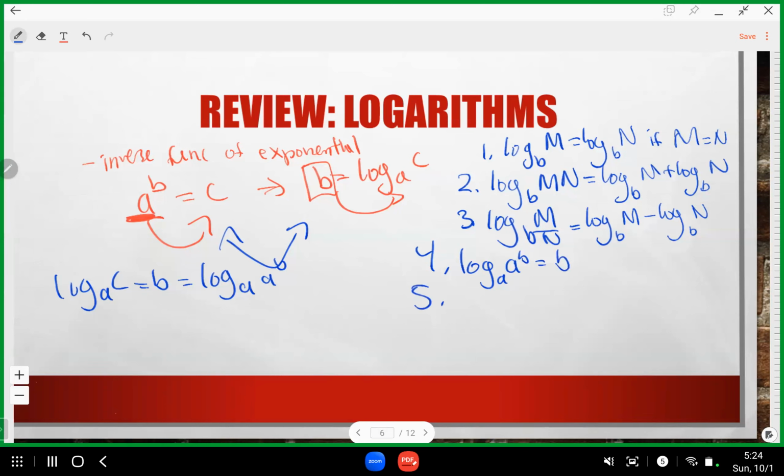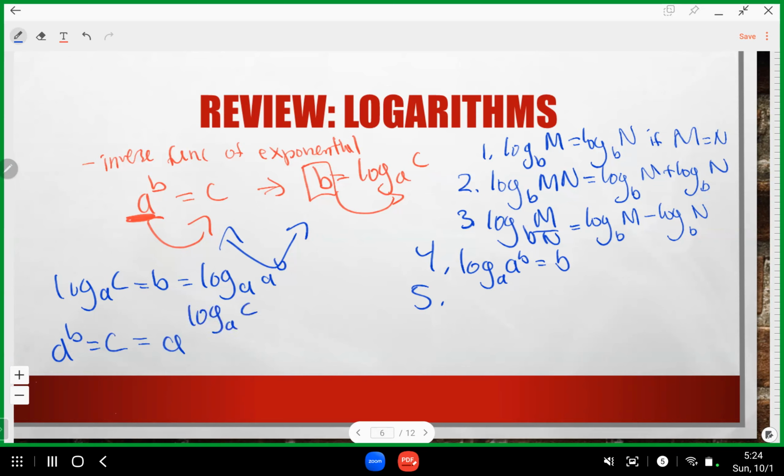Second one, we can derive that b is going to be equal to log base a of c. So what we can do here, a to the b, which is equal to c, is also going to be equal to a to the log base a of c. As you can see, the a's cancel out again. So a to the log base a of c is just going to be equal to c.